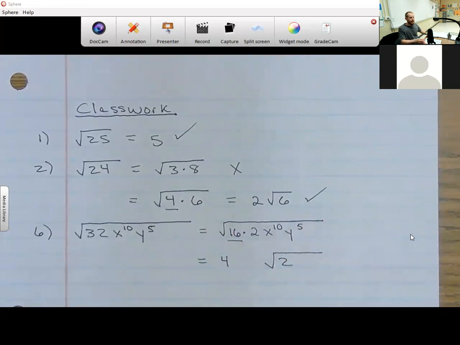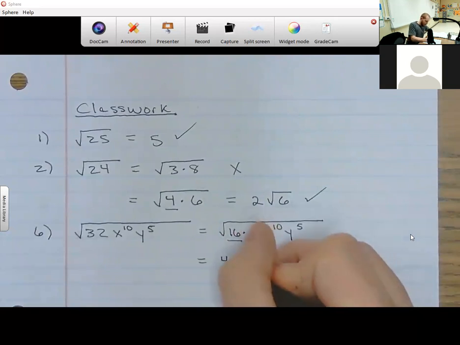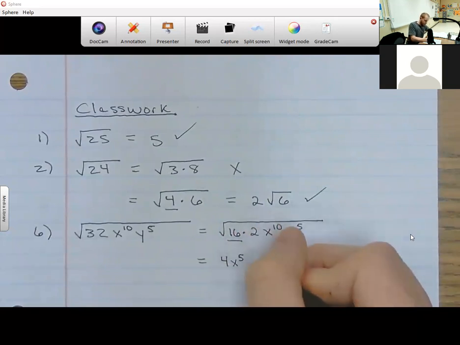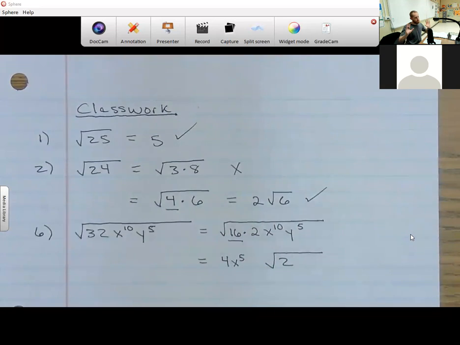Okay, now let's talk about the variables. Now, when we do square roots, we're going to have an index of 2. That means that I need to divide all the exponents by 2. So what's 10 divided by 2? Wouldn't that be 5? So I can take out x to the 5th, right? No problem.